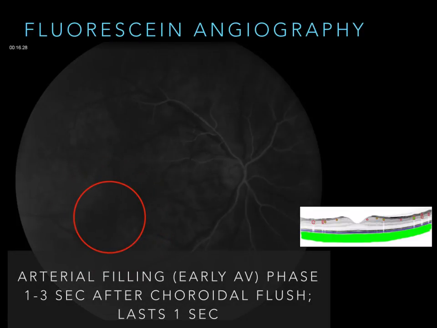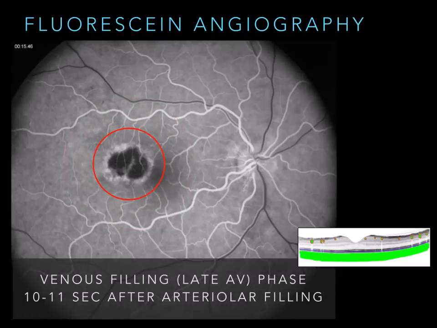flush. Lasts about a second. It's very early. This guy actually has patchy choroidal filling. He has ocular ischemic syndrome. This is a patient of mine during fellowship. Okay, and then 10 to 11 seconds after a given artery starts to fill, you should see its corresponding veins start to fill. And this is what we call venous filling or late AV.